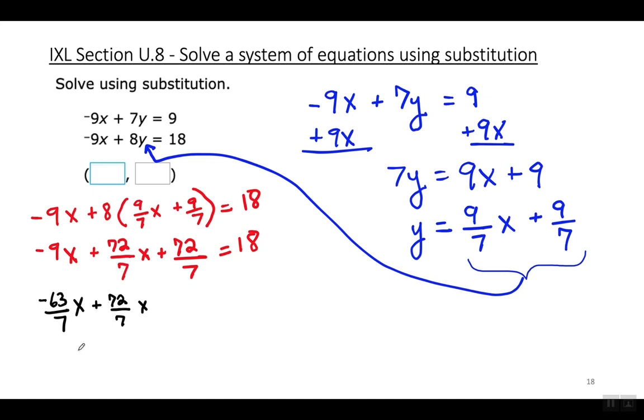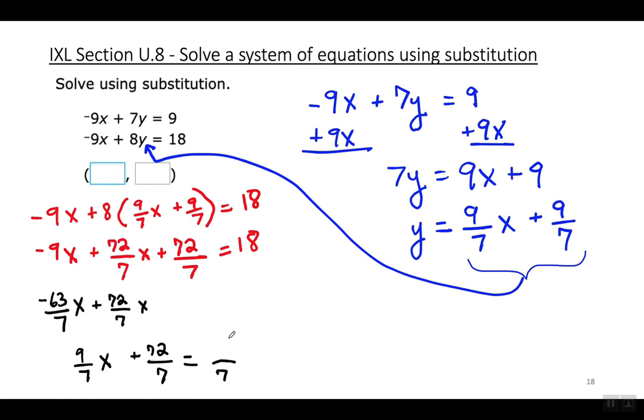Okay, so when I combine them, I'm going to have 9 over 7x plus 72 over 7 equals... I'm running out of space, so I'm going to change 18 to an equivalent fraction that has 7 on the bottom.